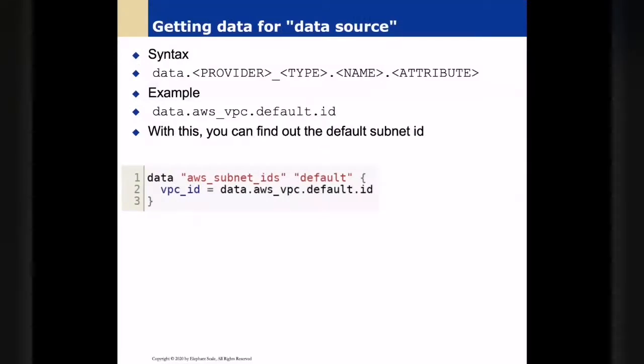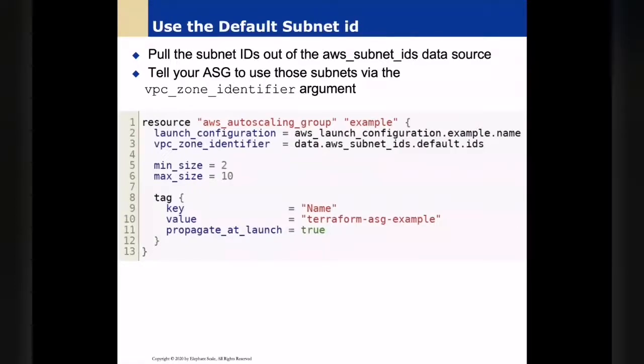Okay. Now, here's the way of getting the data sources and then assigning, in this case, the default, but in other cases, you'll be assigning a specific one. How do we use it later on? We give it the subnet ID default ID. That's the VPC identifier, and we'll be launching here in this VPC, and we will also tell it that the name will be Terraform ASG example.